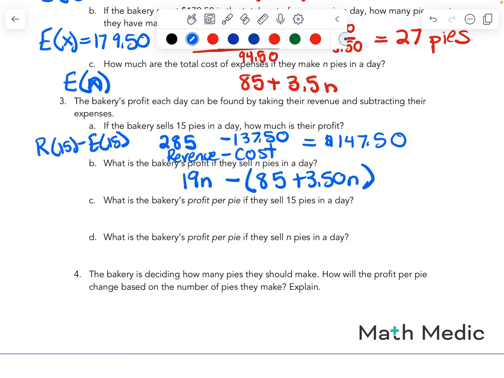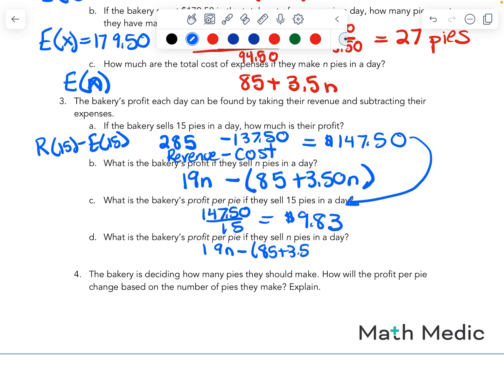What is the bakery's profit per pie if they sell 15 pies in a day? Well, I know they made a total of $147.50, so there's that number, divided by 15. So they're making $9.83 per pie. And what would the profit be for N pies? Well, I can take how much they're bringing in, so 19N minus 85 plus 3.5N, and I can divide that by 15.